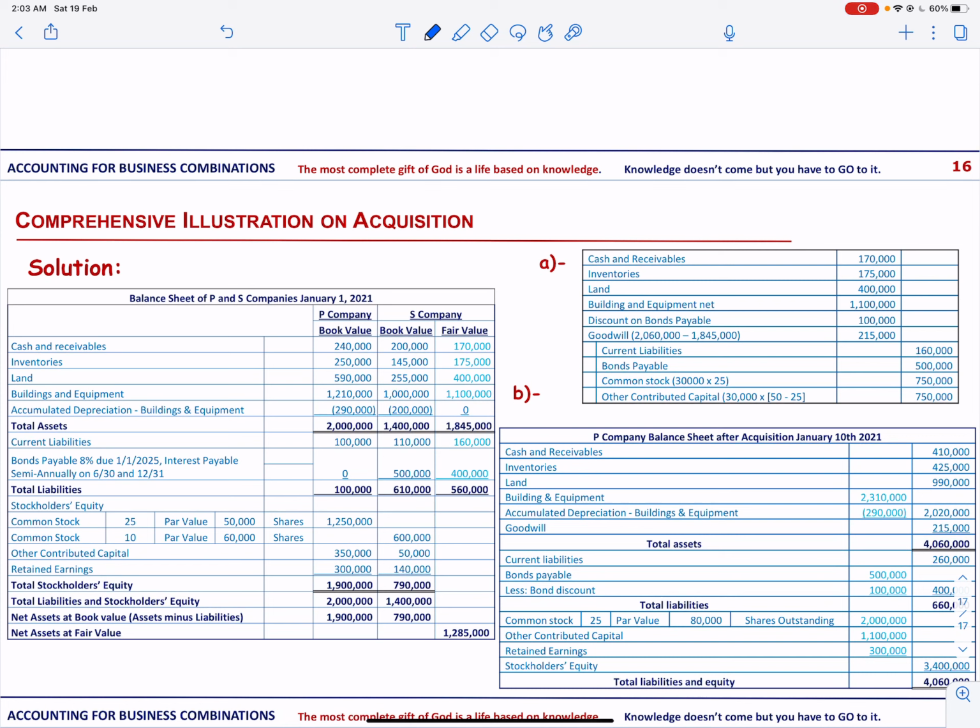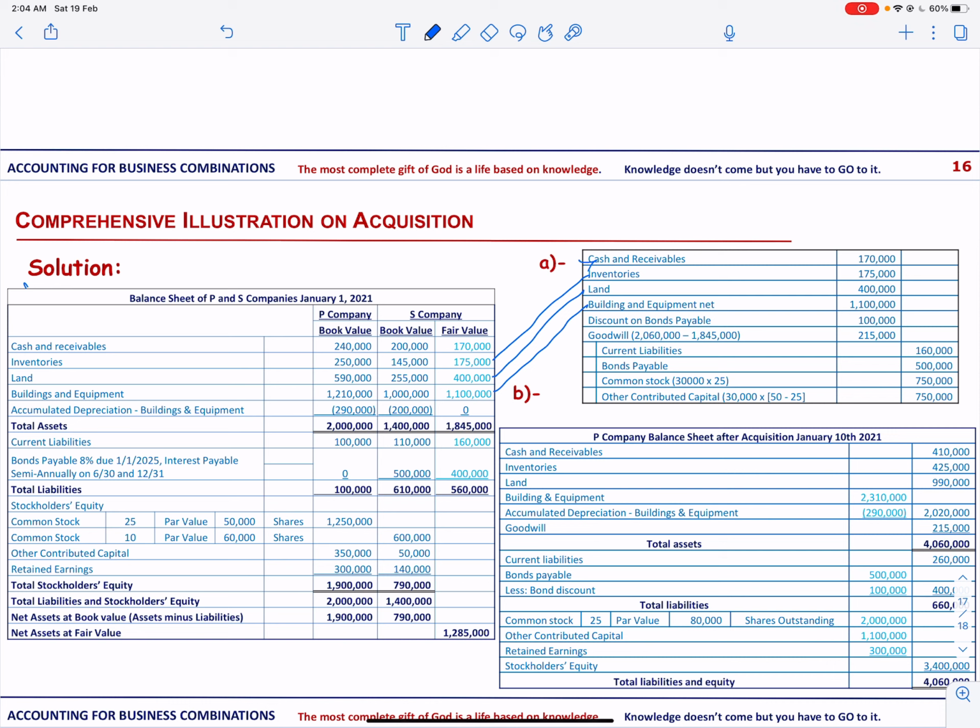So this is the information that is already there in the illustration. And don't forget that we have to acquire the business at the fair value and not at the book value. So when we are acquiring, we acquire cash and receivables. So cash is debit and receivables are debit. Inventories are debit for the fair value. Land is debit and building and equipment is debit.